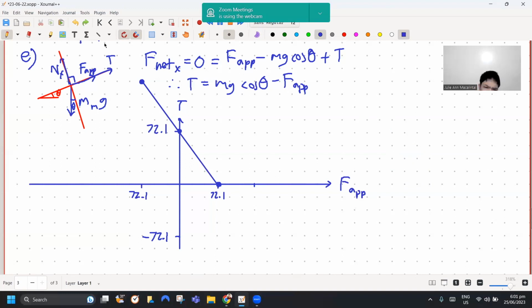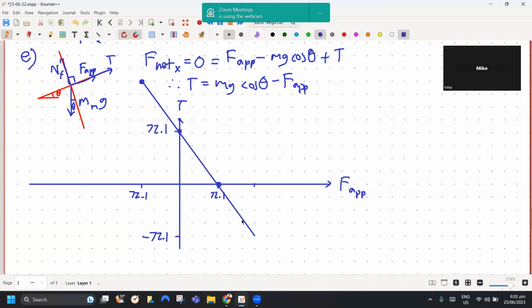Bumaba po yung ano. Wait lang. Tumaas po lalo. So, teka, F applied is greater than 72.1. Minus, more than 72.1. So, negative. Okay. Ngayon, kung negative yan, let's see.